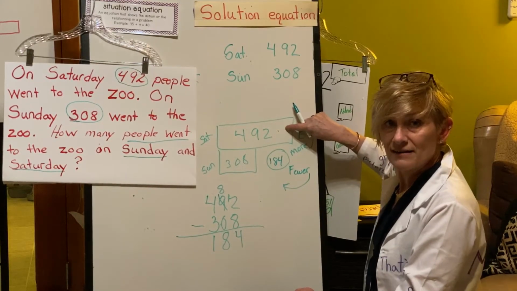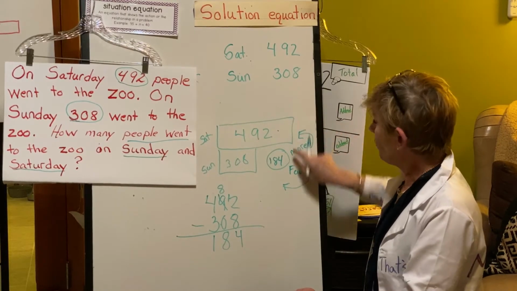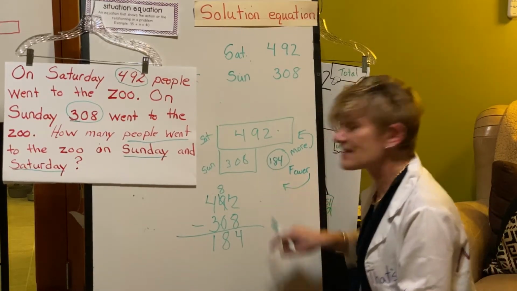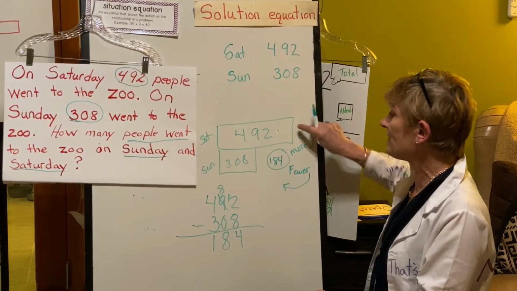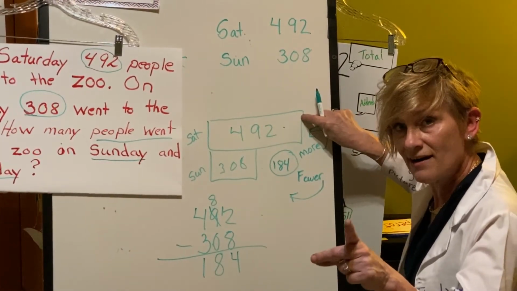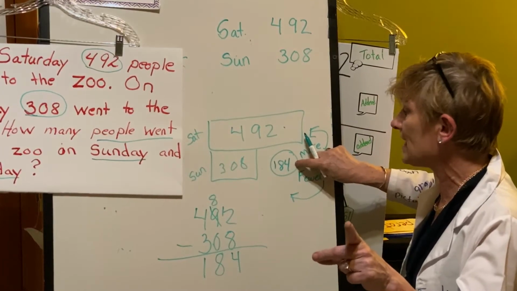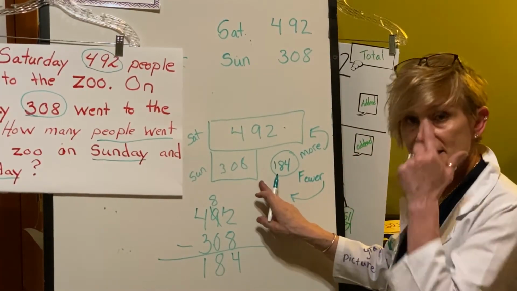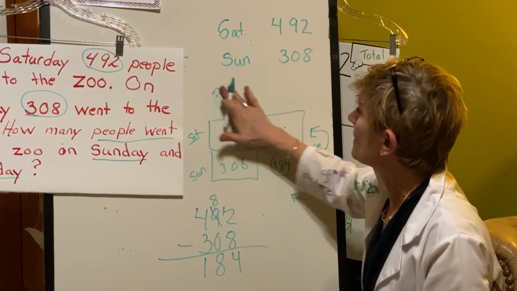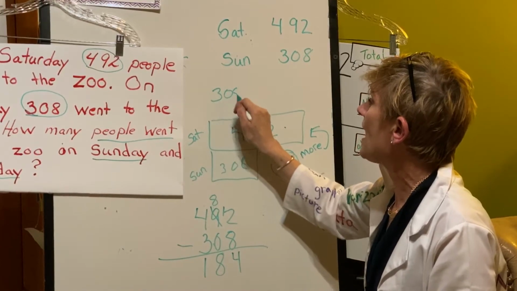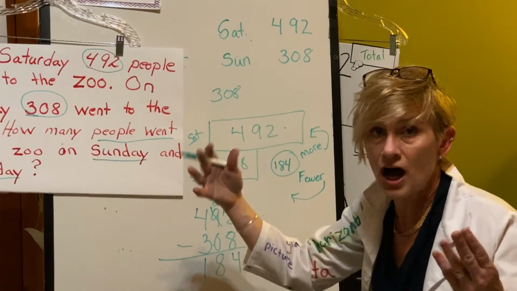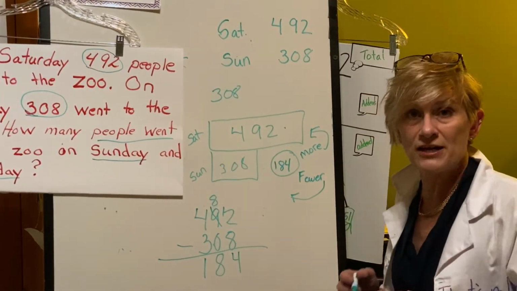184 more went on Saturday. 184 fewer went on Sunday. So Saturday had 184 more. Saturday had 184 more, and Sunday had 184 fewer. Some friends would have even thought, Mrs. Seitz, I would have just added up from 308. I would have just added up till I got to 492. Awesome. It's up to you, the strategy you choose.